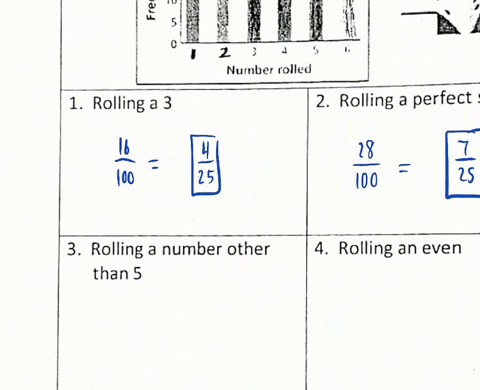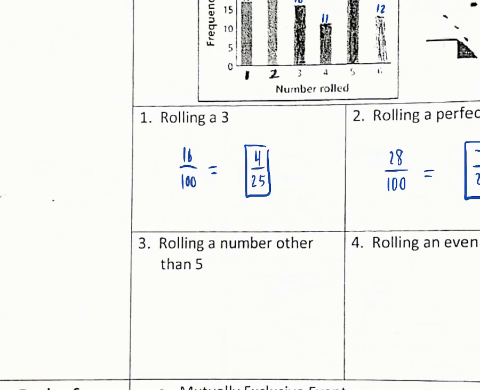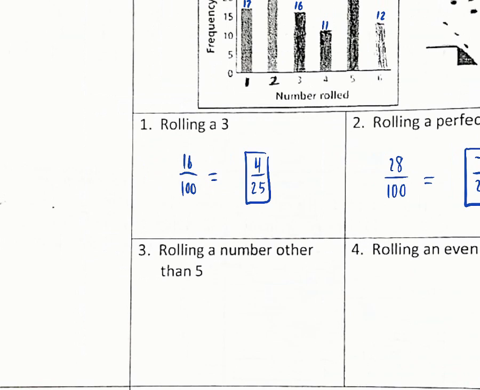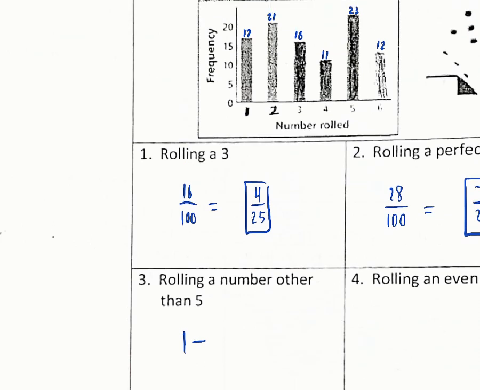Rolling a number other than 5. Y'all remember yesterday in the notes, you learned this term called complement? Sometimes it's easier to subtract what it's not from 1 than it is to tally up all the things that it can be. For example, instead of going through here and going, okay, you got 1, 2, 3, 4, and 6 that are not, so let's add up 17 plus 1. No, just go 1 minus, how many 5s are there? 23. So I'm going to subtract 23 over 100 from 1.